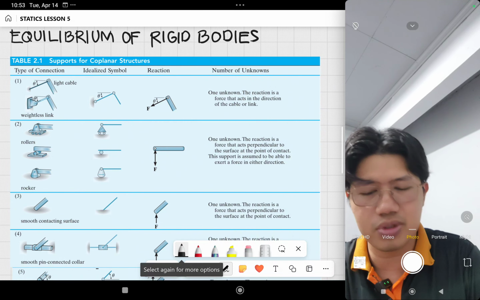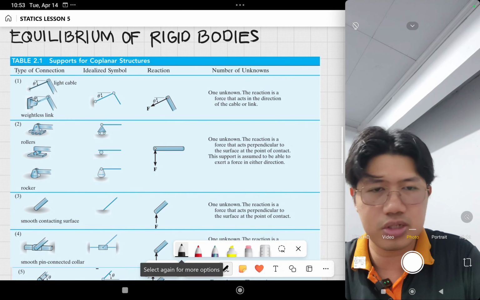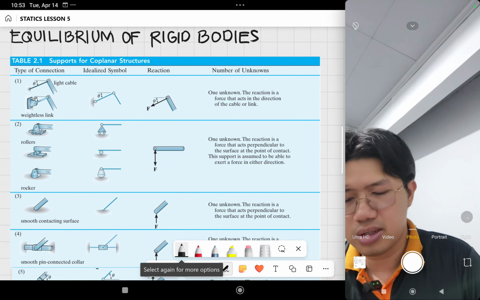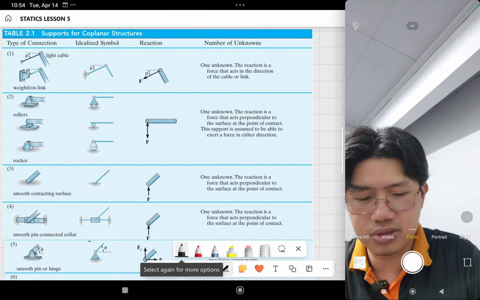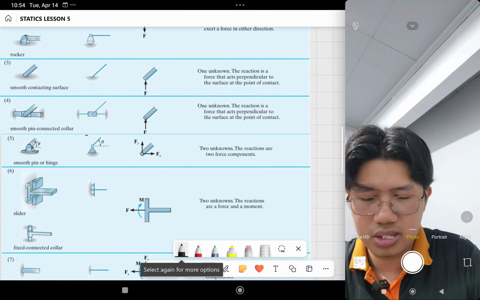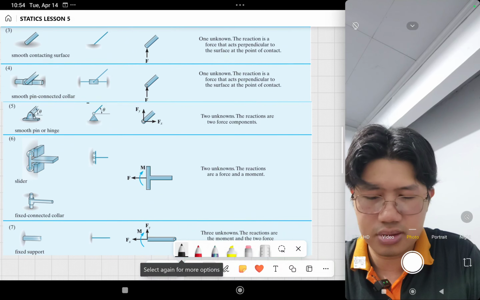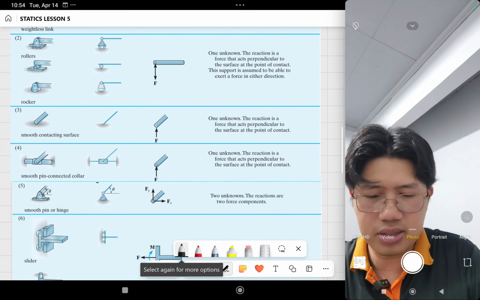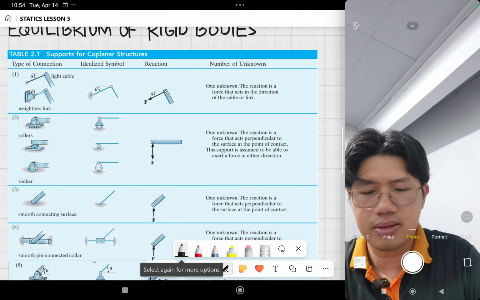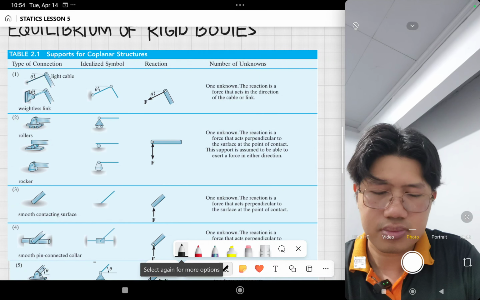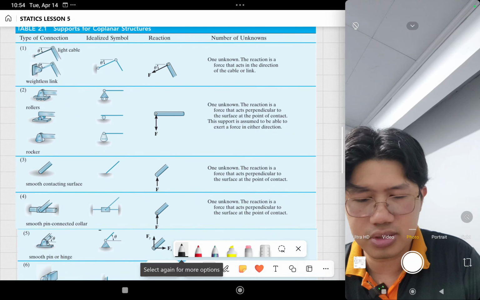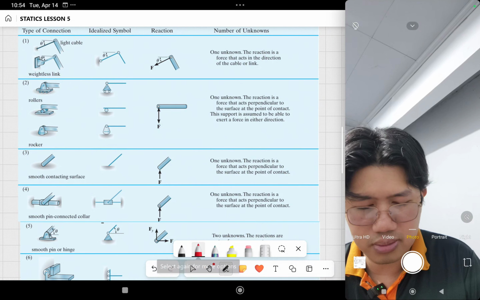So, ano yung mga supports na to? So, I have here mga images na mga different type of supports na makita natin sa lesson na to or throughout this course. Okay, so we have light cables, we have rollers, we have rockers, we have a smooth surface, we have a pin or a hinge, okay, a collar or a slider, okay, or a fixed support. Okay, so yan yung mga type of supports or type of connection na makita natin. Okay, and then usually we idealize this with a symbol. We give them symbols.